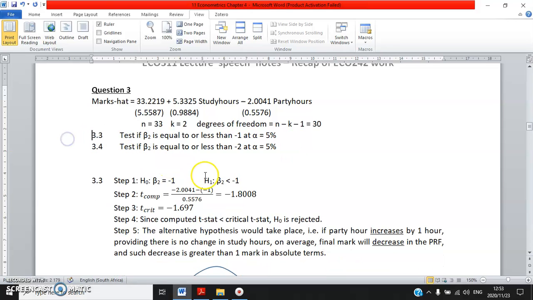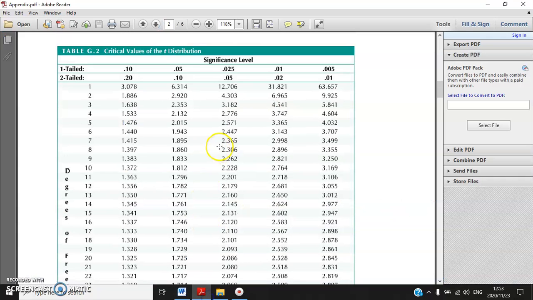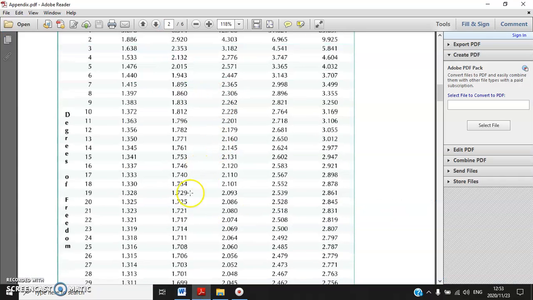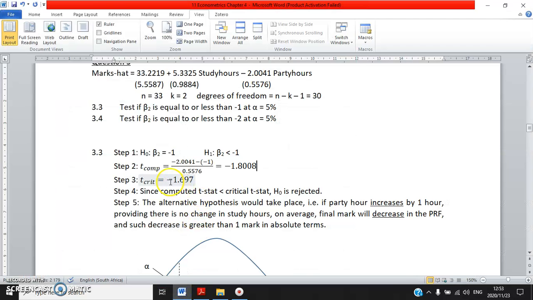So can we do 3.3 and 3.4? Now the focus is on the next slope parameter, B2. It is negative, and I want to know in the true PRF, is it equal to or less than? You spot the keyword less than or smaller than, which implies a one-sided left-tail test. We usually do a one-sided left-tail test when the slope parameter is negative. Alpha is 5%, degrees of freedom 30, so 1.697, but we have to add the negative sign.